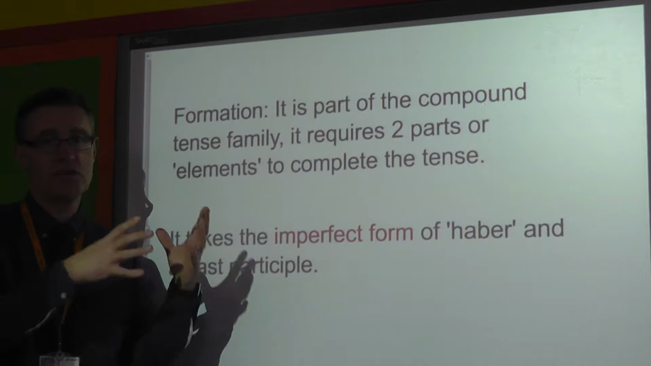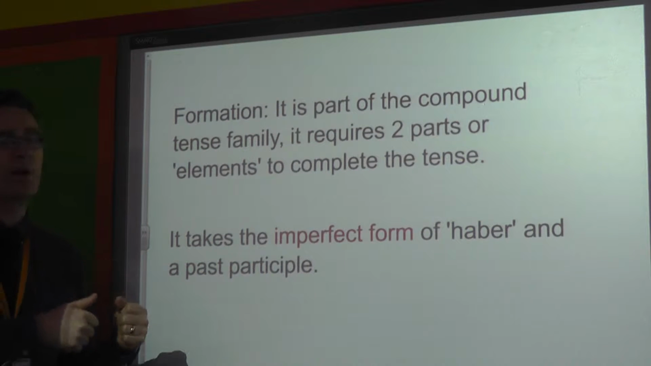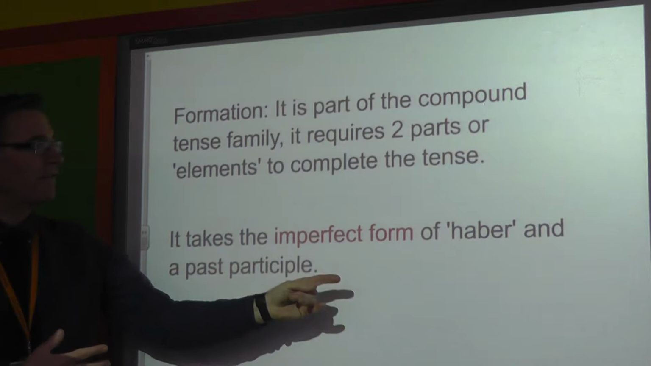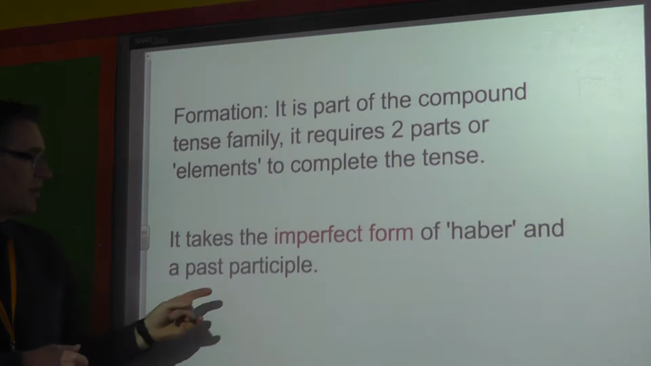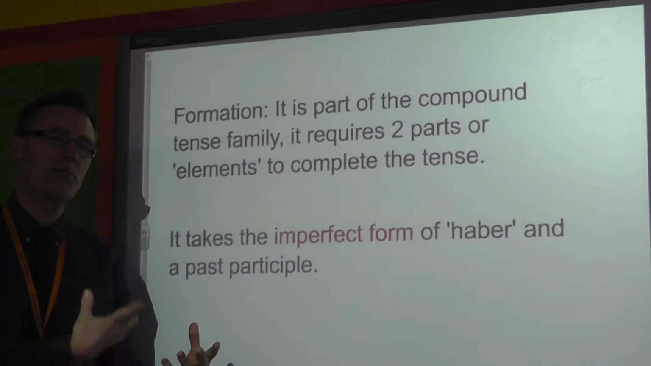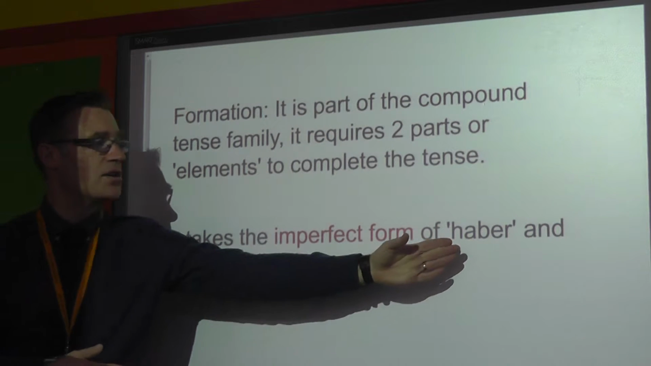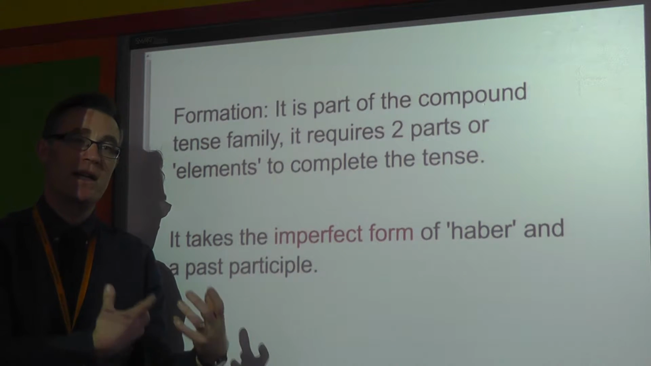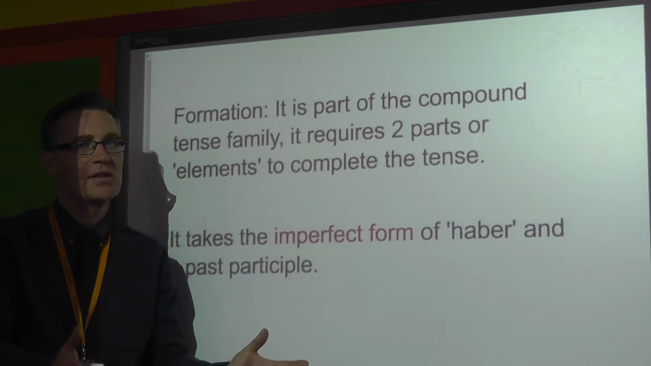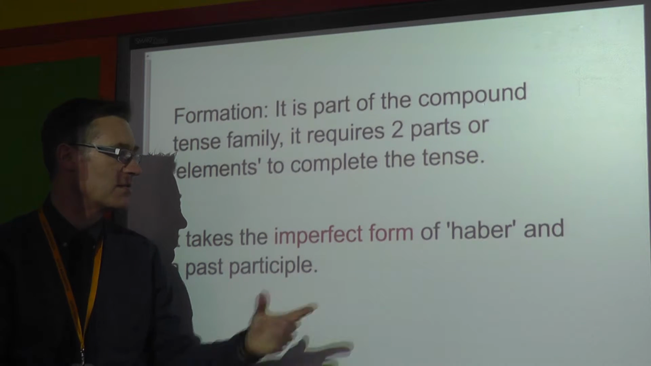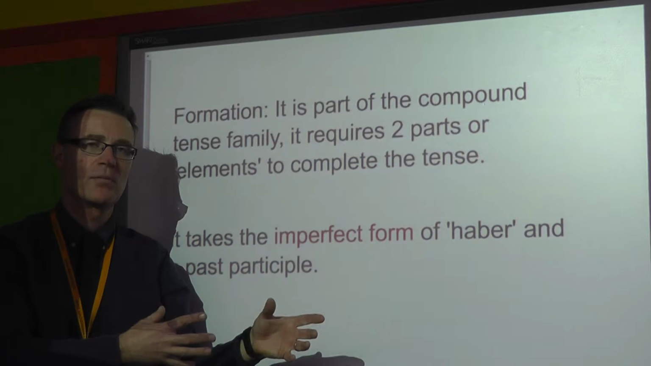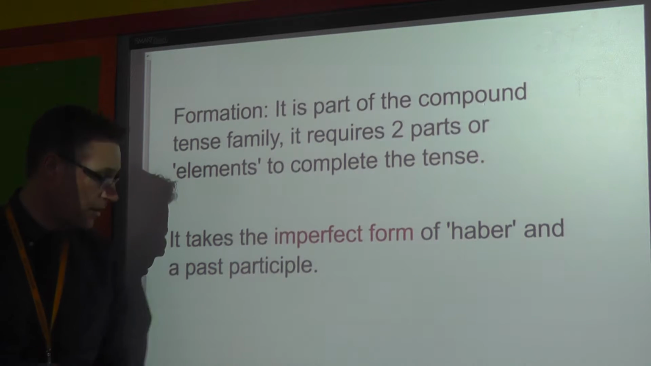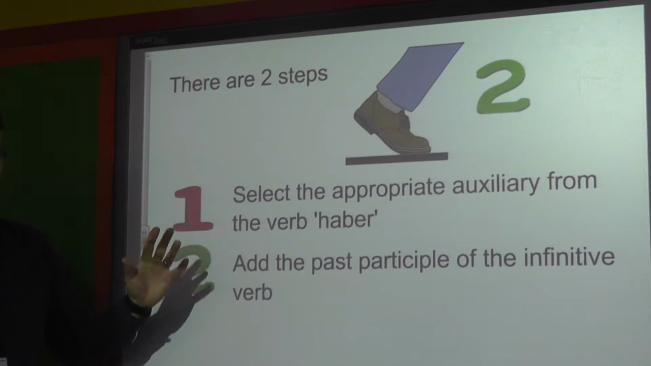Well, it's part of a compound tense family. It requires 2 parts or elements that come together to complete the tense. It takes the imperfect form of the verb haber and a past participle. So we've seen that before if we've looked at the perfect tense, this idea of a past participle and using this verb haber. But remember, this is that special verb haber that only is a supporting verb. It's not a verb in its own right, and we mustn't get it mixed up with tener. So it's haber, it's used as a supporting verb or an auxiliary with a past participle to make a compound tense.